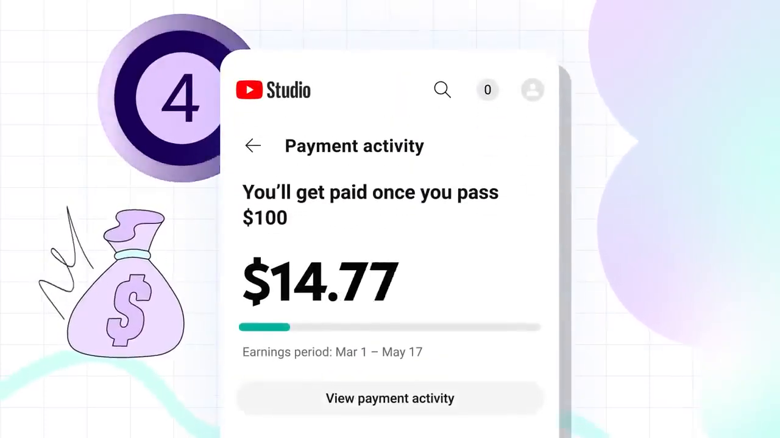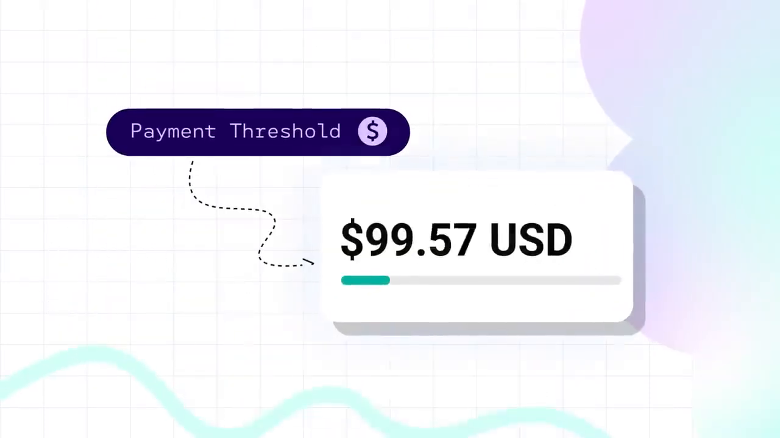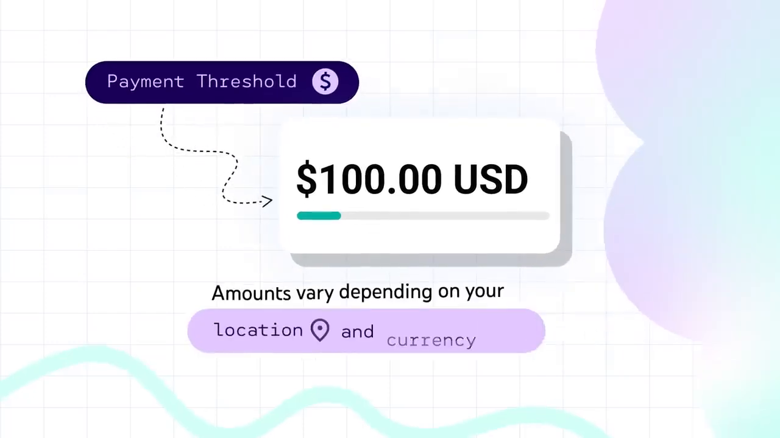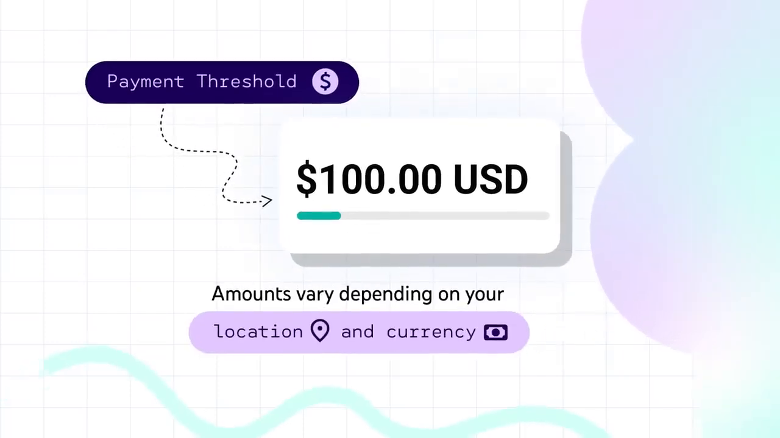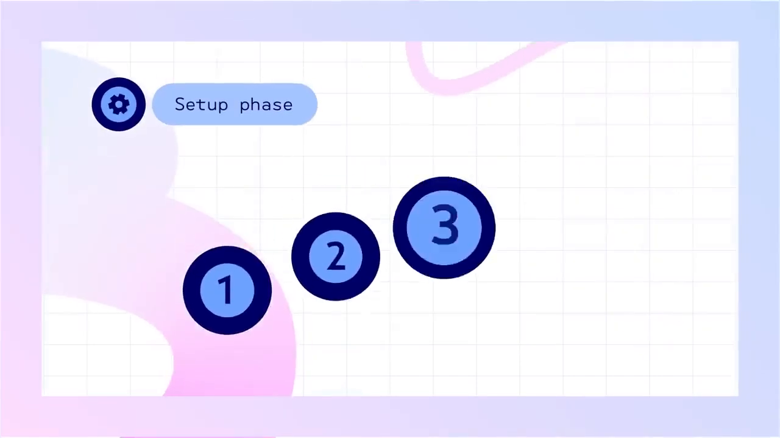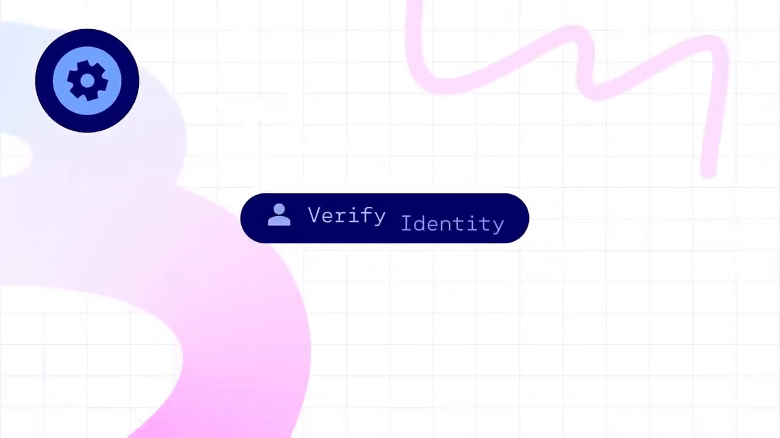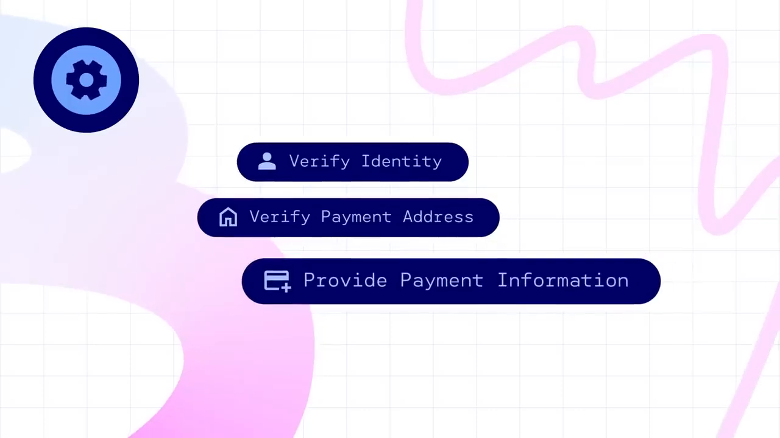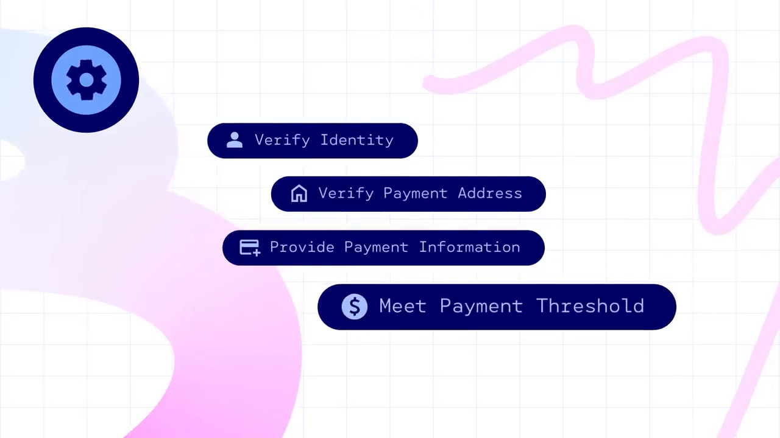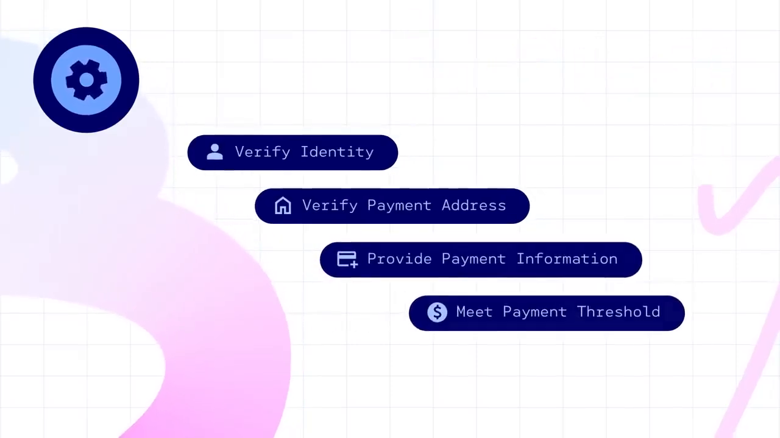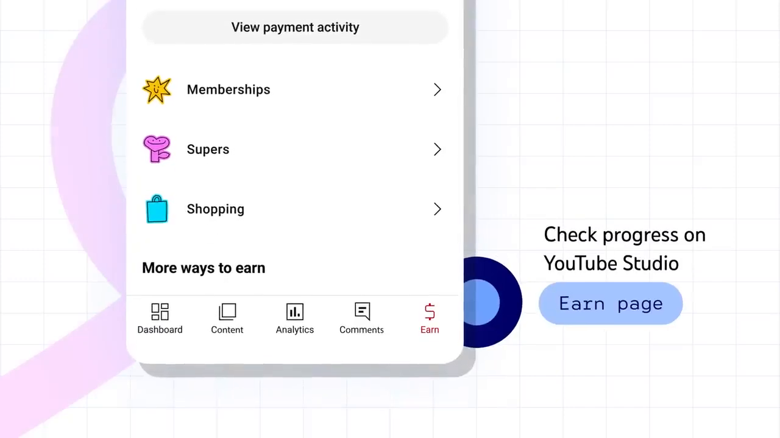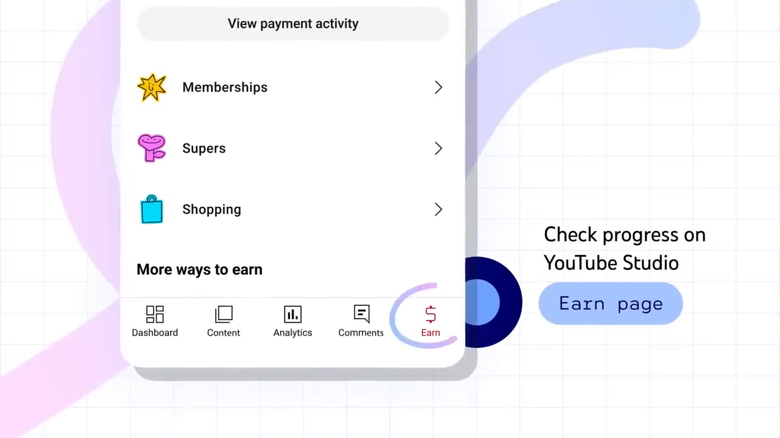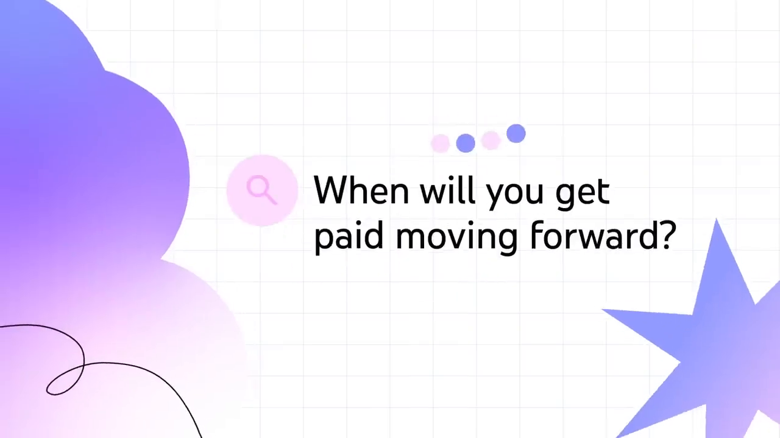Once you've completed all these steps, you'll need to meet the payment threshold to get paid. This is $100 US for people in the US, but the amounts vary depending on your location and currency. To recap, these are the steps before you can get paid: verifying your identity and payment address, adding your tax information and a form of payment, and meeting the payment threshold. Note that these steps can take some time to complete. If you ever want to check your progress in the payment setup process, you can always check the Earn Hub in YouTube Studio. Once you complete these steps, when will you get paid moving forward?